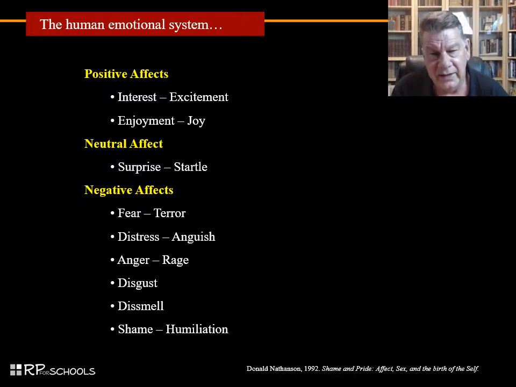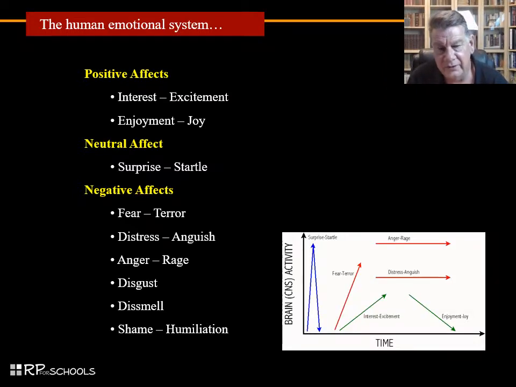Now, you'll notice some of the affects are listed as a range: interest to excitement, enjoyment through to joy, and some simply a single word, disgust, for example. We're only going to look at 3 of these affects today, but more than happy to take you through the rest of them. And it gives us some insight into how we and our students behave. If we look at the positive affects in particular that we're going to look at is interest, excitement, and enjoyment, joy.